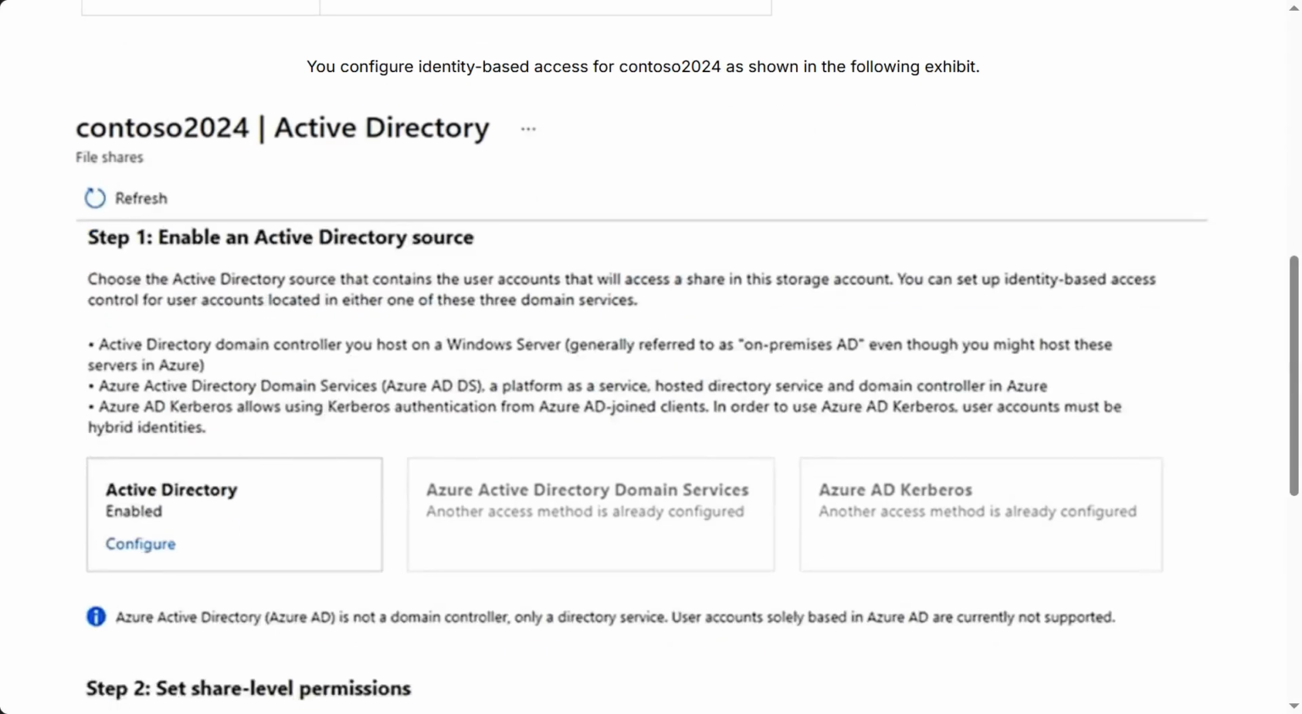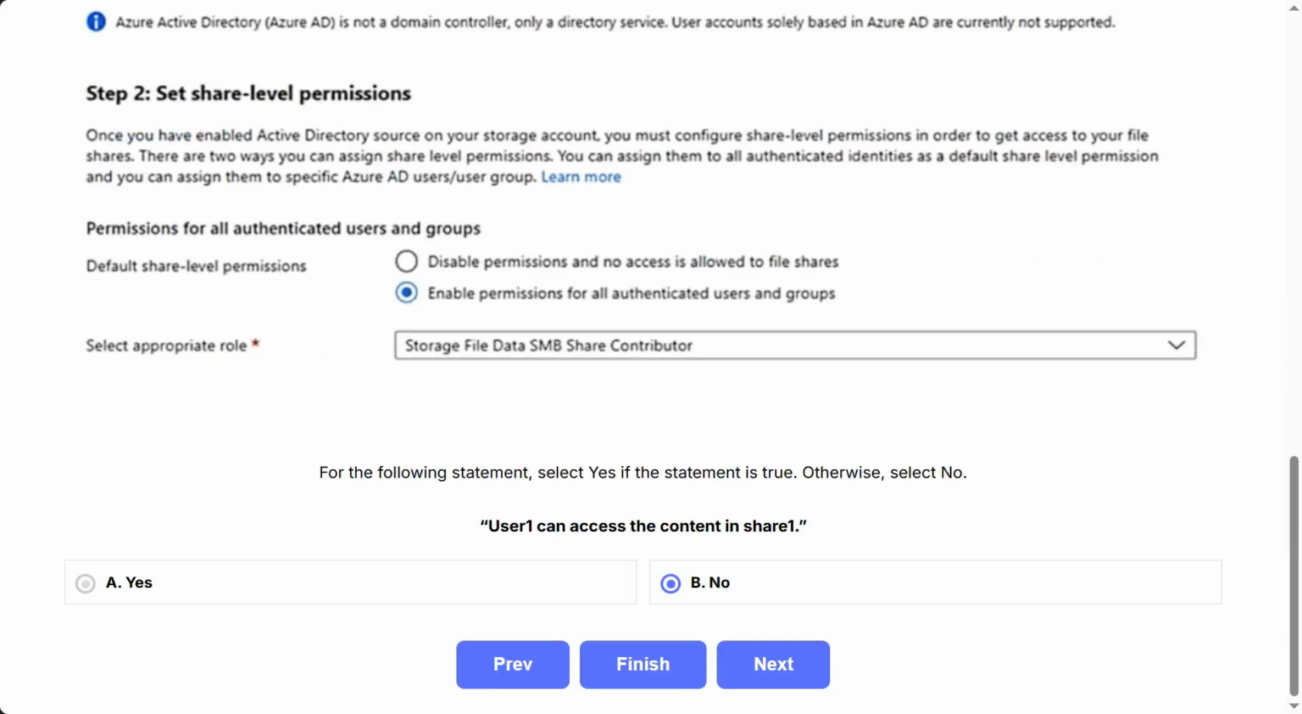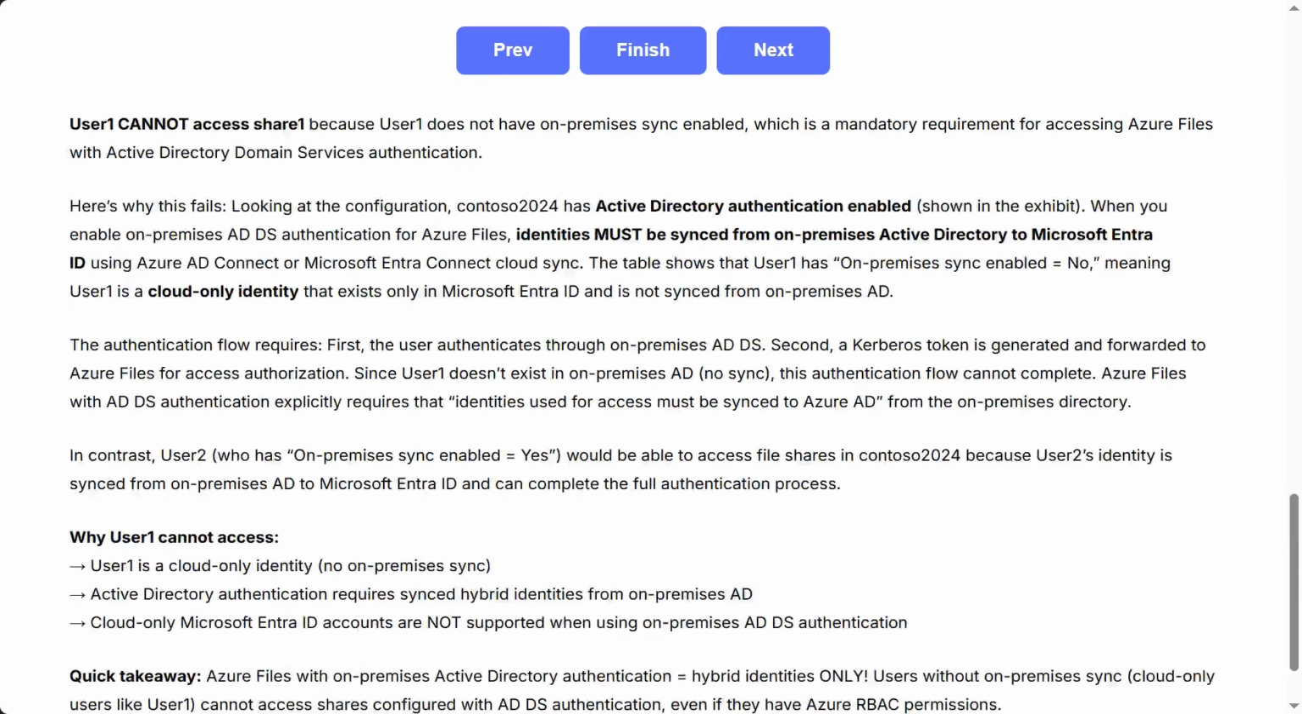Correct answer: No. User 1 cannot access Share 1 because User 1 does not have on-premises sync enabled, which is a mandatory requirement for accessing Azure Files with Active Directory Domain Services authentication. Here's why this fails.